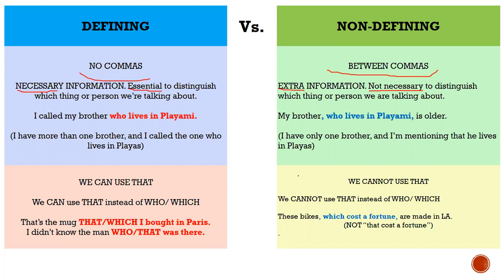All right. So let's focus on this first one, the one for defining. This person has more than one brother. Okay. So let's imagine this person has three brothers. And let's imagine that she says, I called my brother. Do we know which brother she called? No, we do not. It is impossible to know unless she gives us more information.